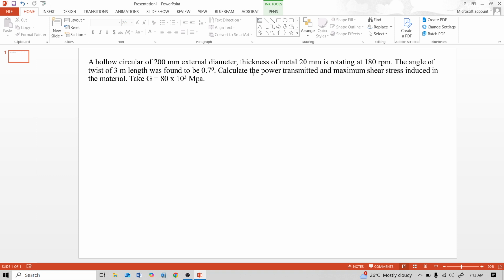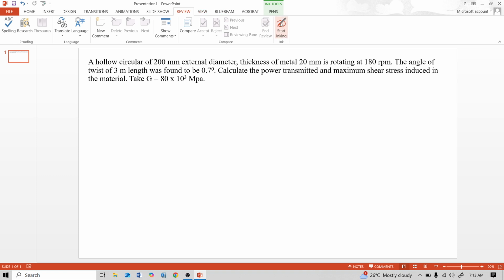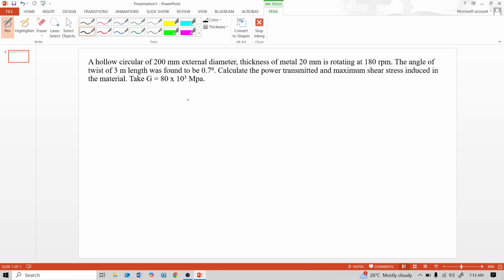The numerical is: a hollow circular shaft of 200 mm external diameter. External diameter is 200 mm and thickness of metal is 20 mm, and it's rotating at 180 rpm. The angle of twist of 3 meter length was found to be 0.7 degree. That means the length of this metal is 3 meter.